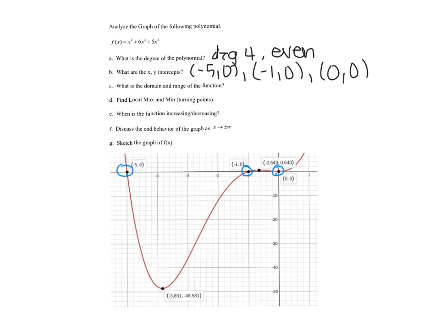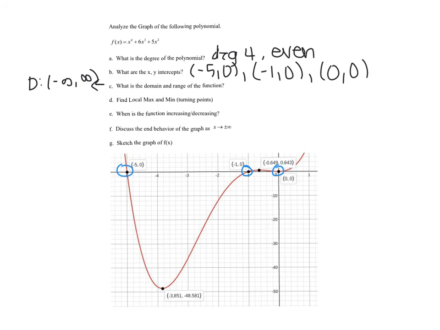Next, we want to look at the domain and range of the function. So remember back to module 1 when we talked about domain of some of our parent functions, a power function, every single one has the same domain, which is all real numbers. So we can write the domain of our function as -infinity to infinity.